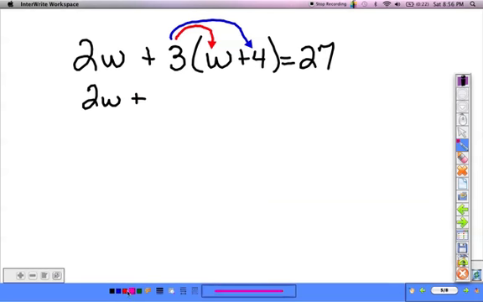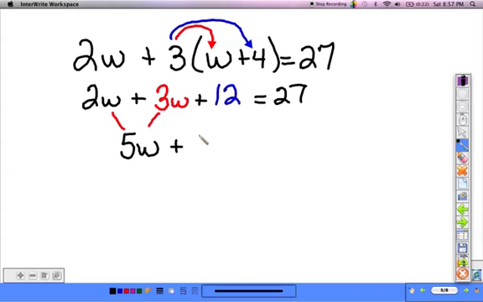And I'm going to start out multiplying my 3 times my w, and that's just going to give me 3w. And then I'm going to multiply my 3 times the 4. They're both positive. I'm going to get a positive 12. Plus 12, positive 12. Same thing. Okay, now you can see on the left side of my equation, I have some like terms. They both have w's. So I have two like terms, 2w and 3w. How many w's do I really have? 5 w's.